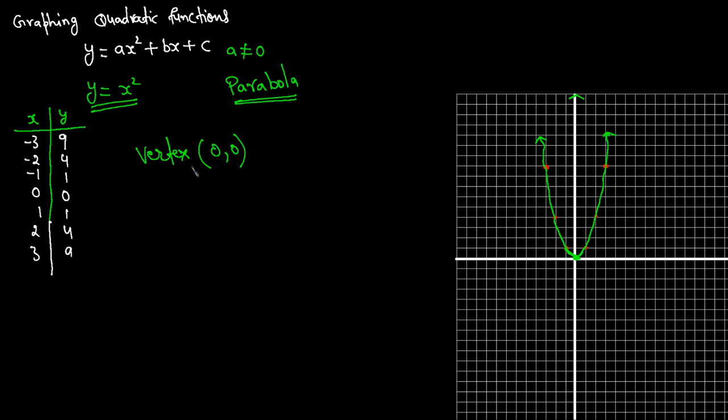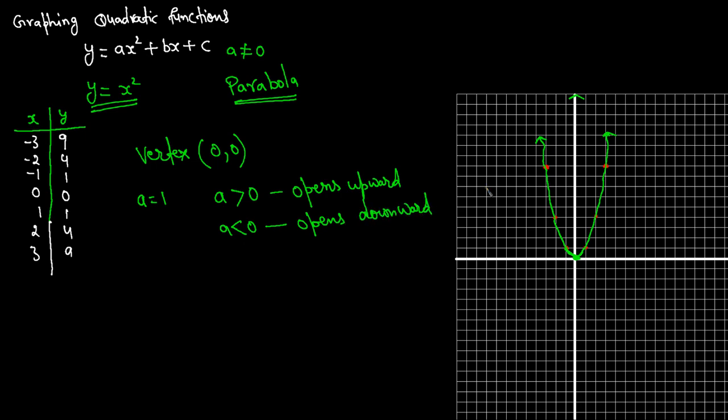Okay, and a fun fact: this a value over here, you see a, so a is 1 in our case, a is equal to 1. Now if the a value is greater than 0, then our parabola opens upward. If a is less than 0, then it opens downward. Let me pull up my graphing calculator and I'll show you what it looks like.